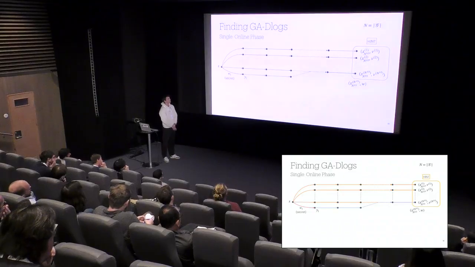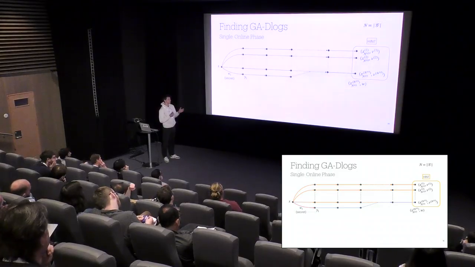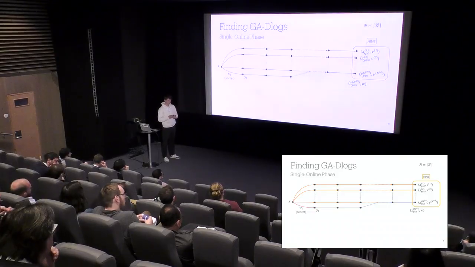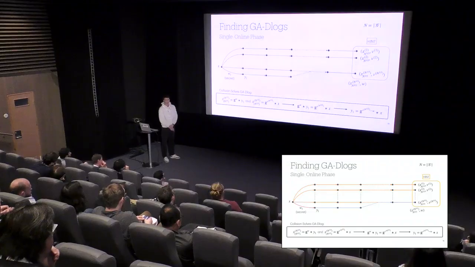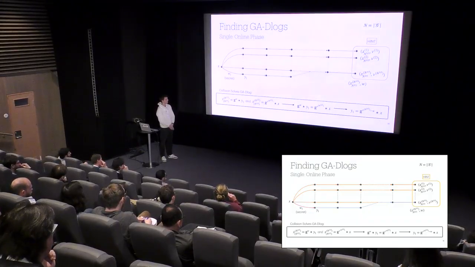And now I want to show you that such a collision at the endpoints, which we can efficiently detect at each step of the blue walk, we can just check whether we have hit one of the endpoints. And if we have such a collision, this collision directly yields the desired GA D-log. Indeed, we have two ways to write the same X element. By just equating them and inverting the action on one side, we can recover W1 modulo lambda.